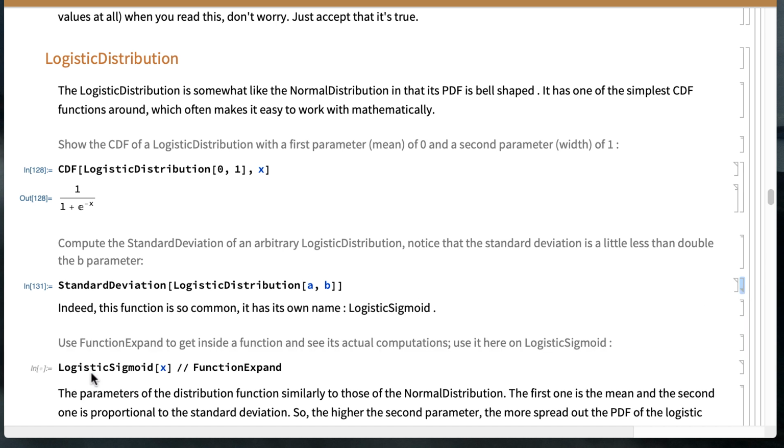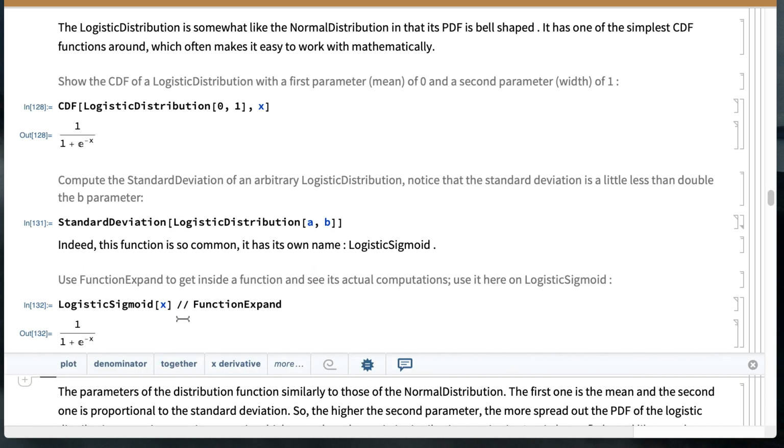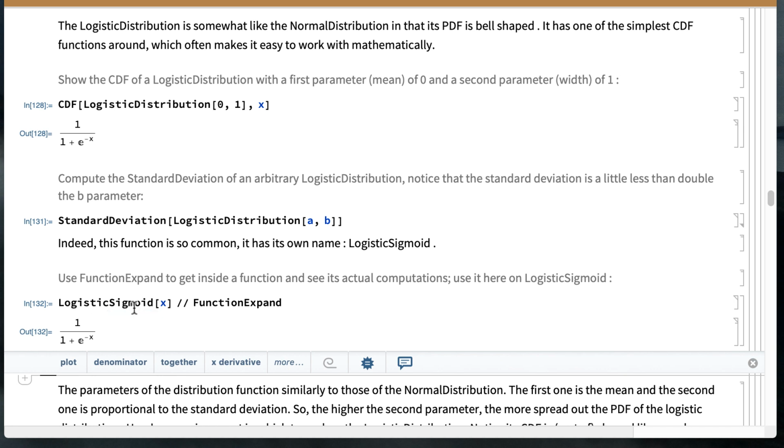Let me just say that this form is sufficiently important that there's a Wolfram Language function that gives you this form without having to think of it as being part of the CDF. If I say, what's the logistic sigmoid of x, and expand that function, this is what I get. So there are 2 ways of writing this expression. One is to think of it as the CDF of the logistic distribution with first parameter 0 and second parameter 1. The second is just to think of it as a standalone function called logistic sigmoid.